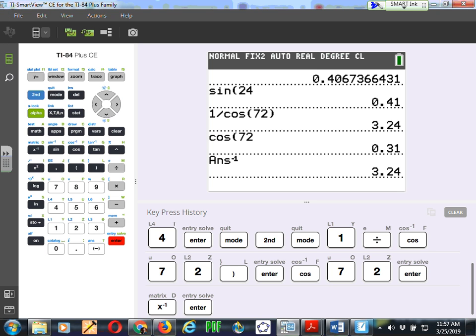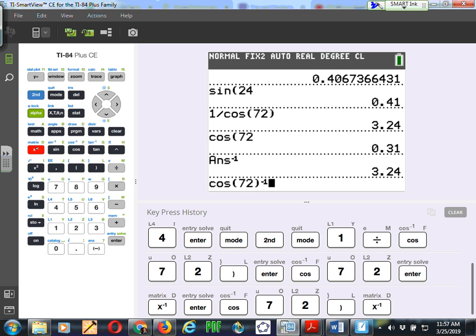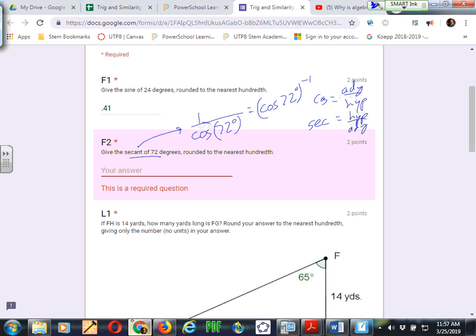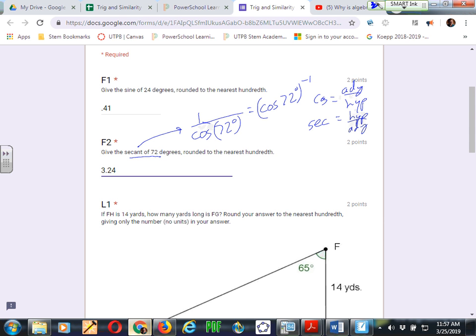Or I could take the cosine of 72 degrees, close the parentheses that says, okay, now you're done, you told me the angle, and then I could hit the -1 power button, and that says take the reciprocal of the number cosine of 72, and I get the same answer. And if I had it in floating point, it would agree out to all the decimal places that it shows. So what I get out to 2 decimal places is 3.24. And so on here, I'm going to go in and type 3.24, and we're going to hopefully find out that that's the correct answer.